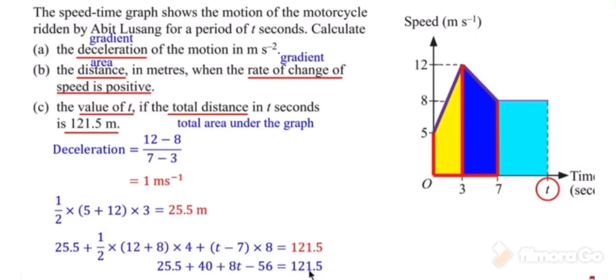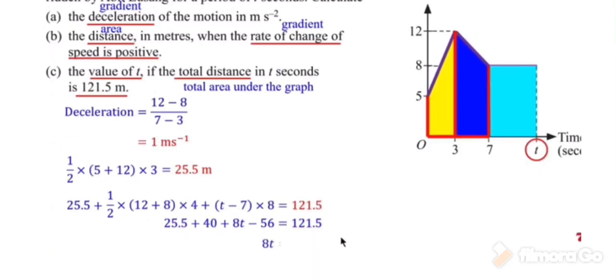So 8t is equal to 112. So 112 divided by 8. So your answer is 14.